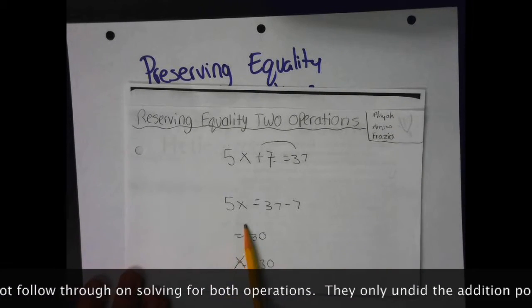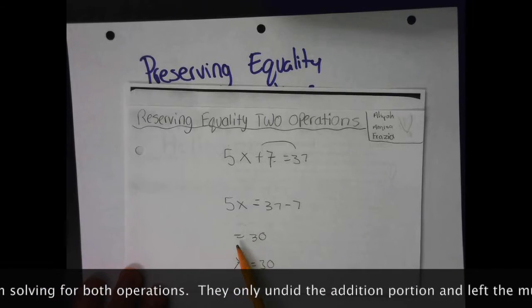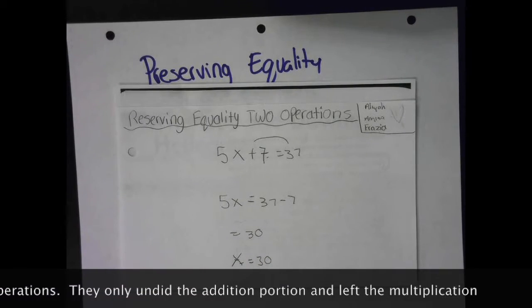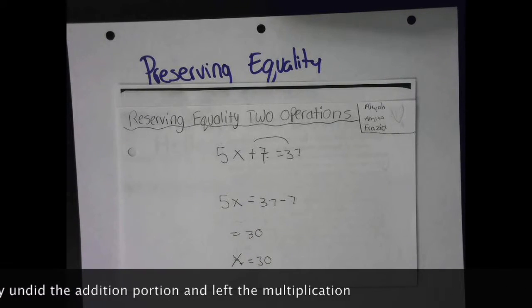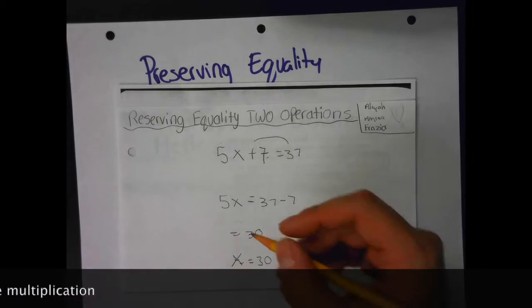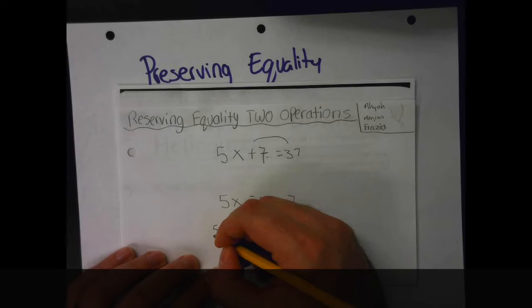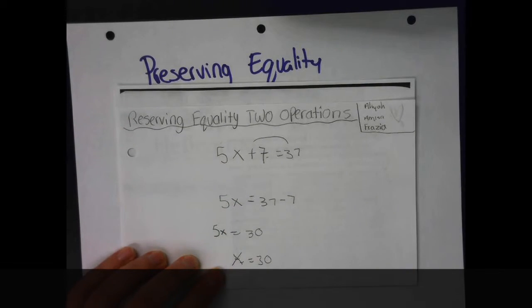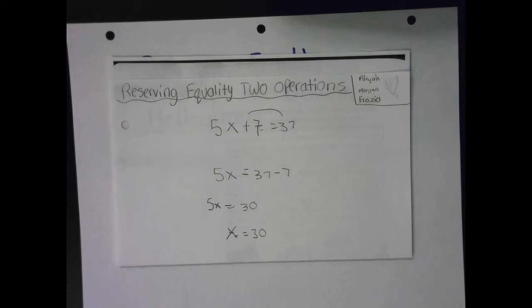They went from 5x equals 37 minus 7 to equals 30. So what equals 30 in this case? What should equal 30? 5x. See, this is what this group missed. 5x. So 5x equals 30. What do we still have on this side?